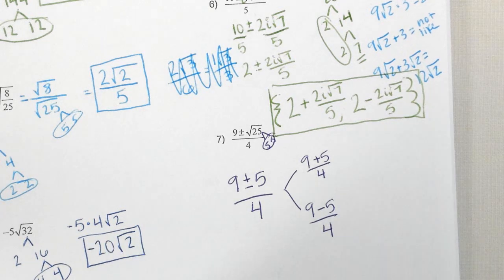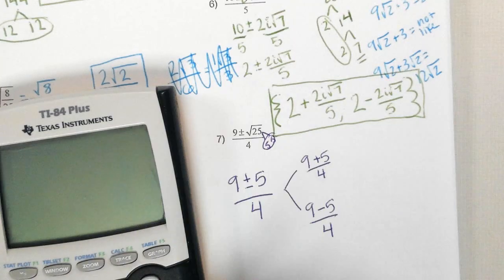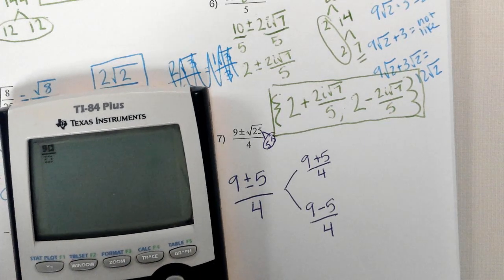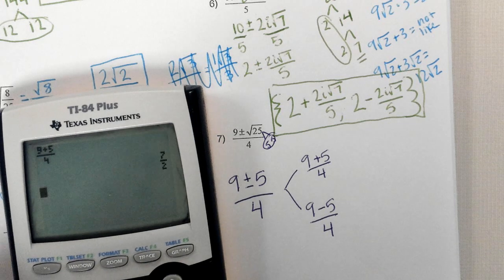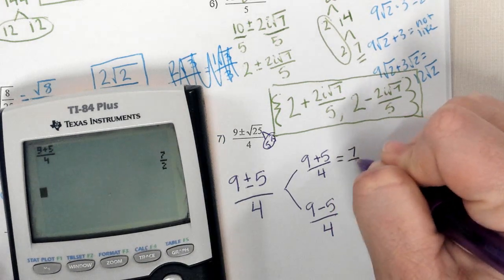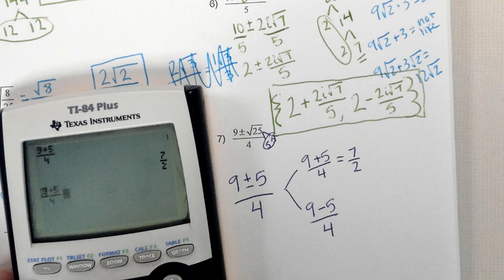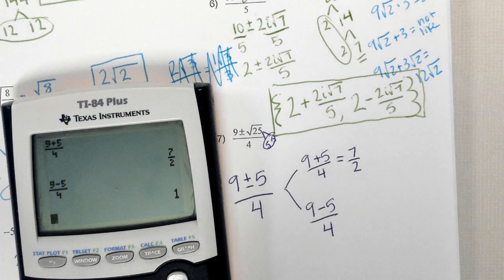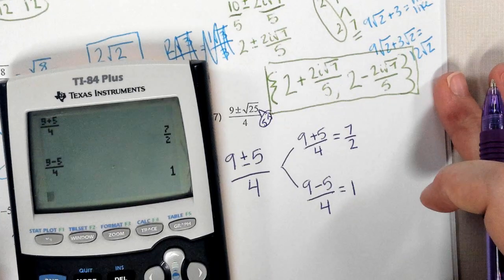From here, can I do it in my calculator? Yes. Now you could do it by hand if you want to, but it's Friday and I don't want to. So alpha y equals enter, 9 plus 5 over 4. That gives me 7 over 2. And then I can hit second enter. You see how it types the whole thing for me again? And I can go to the plus and just highlight it and write a minus. And what I get is 1. So then our answers would be 7 over 2 and 1.